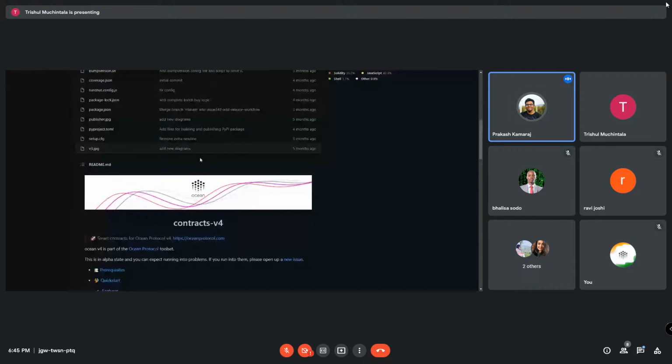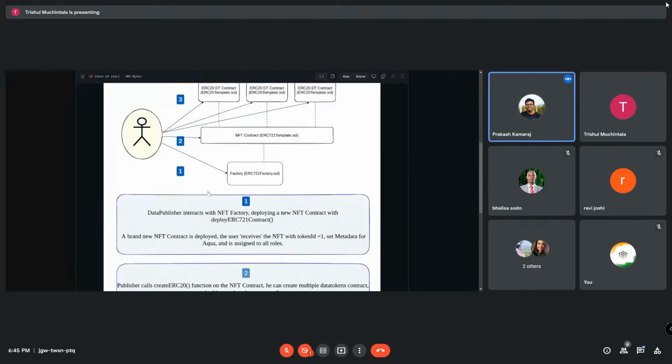So Trishul, once you're ready, we'll try to give a short intro on your understanding from the contract. Okay, current page.